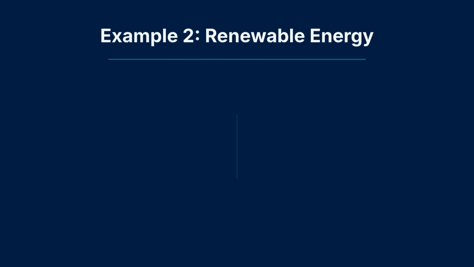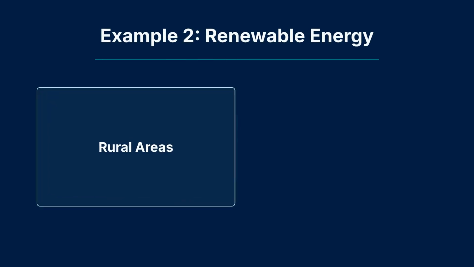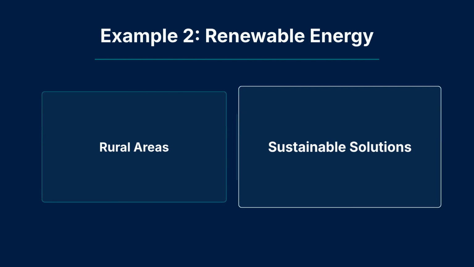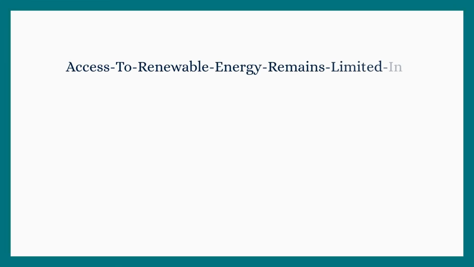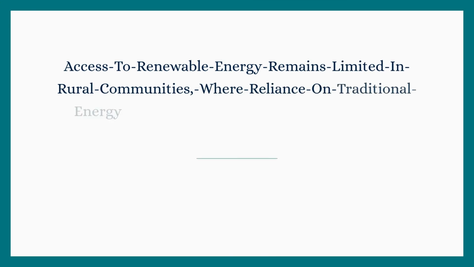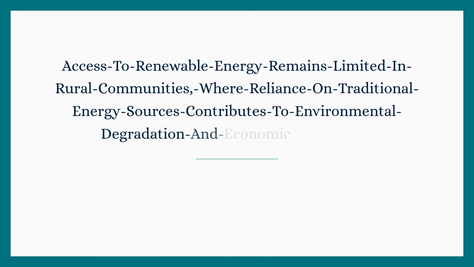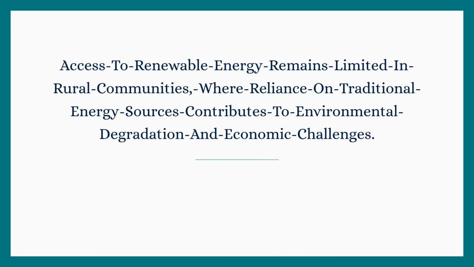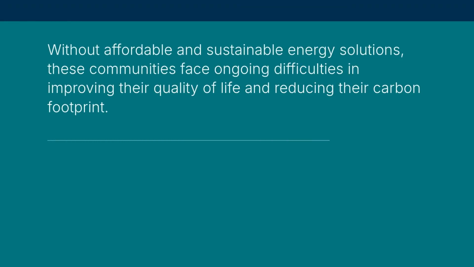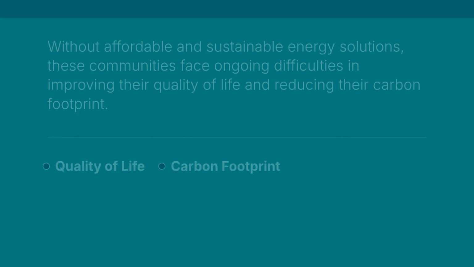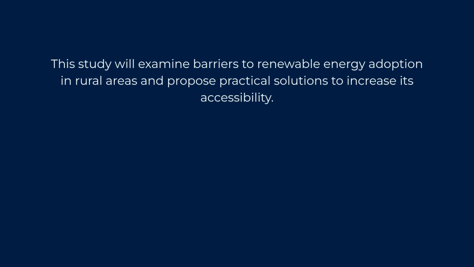Let's take another example. Suppose your thesis is about renewable energy adoption in rural areas. You could write, access to renewable energy remains limited in rural communities, where reliance on traditional energy sources contributes to environmental degradation and economic challenges. Then explain why it matters. Without affordable and sustainable energy solutions, these communities face ongoing difficulties in improving their quality of life and reducing their carbon footprint. Finally, describe your research focus.